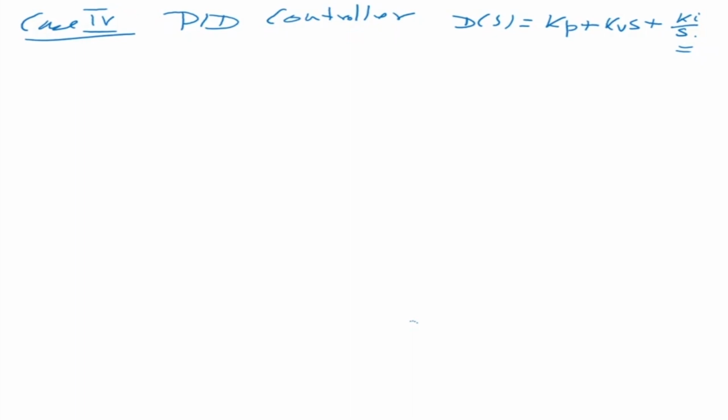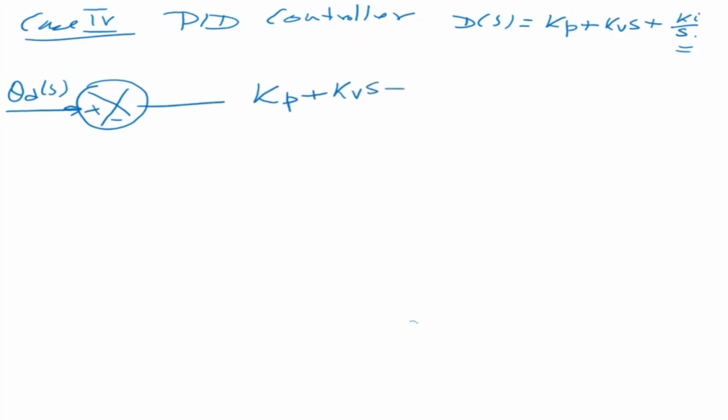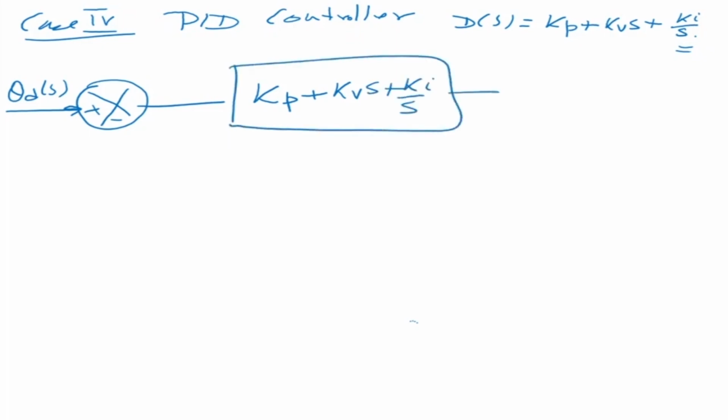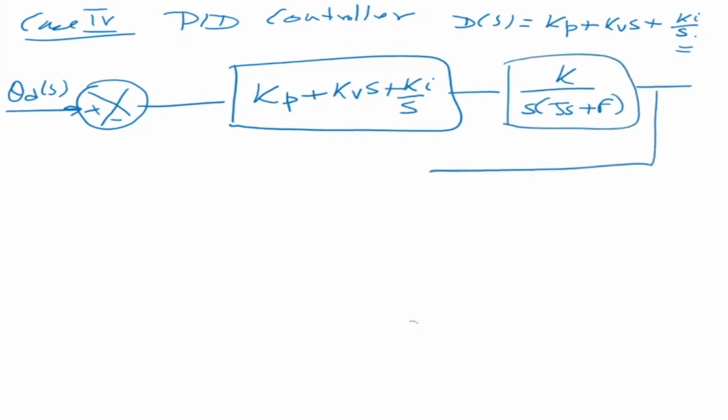So if I draw the closed loop control system of this, it is plus minus theta d of s, and this is equal to Kp plus Kv into s plus Ki divided by s. On this side it goes K into s into Js plus F, and this is equal to 1. Now this is a PID controller.